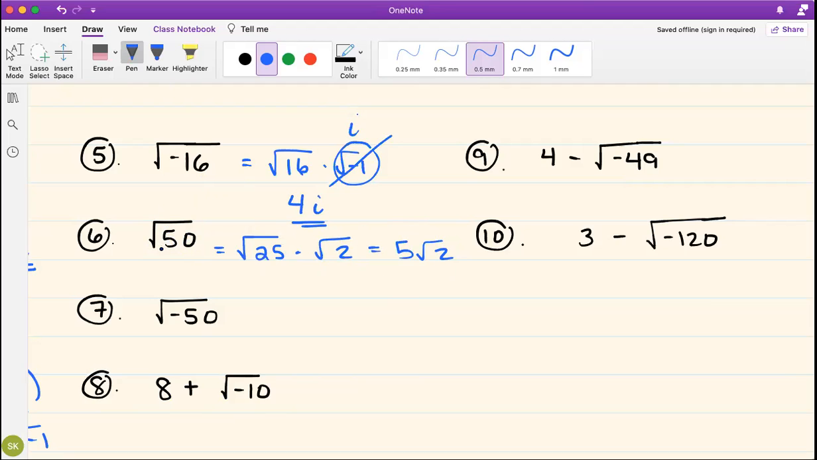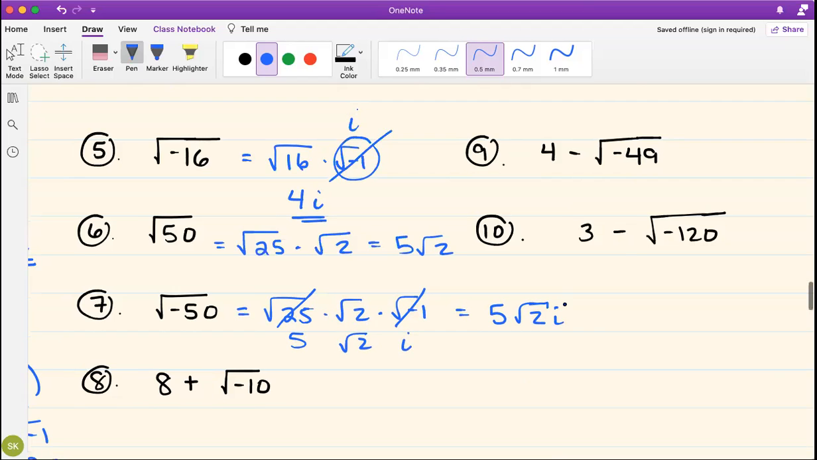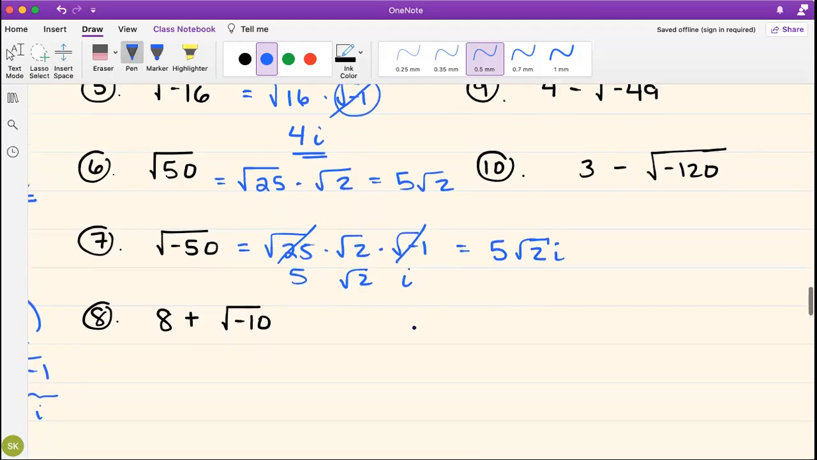But here I took the same thing and put the negative on the inside. So this is the square root of 25 times the square root of 2 times the square root of negative 1. I'm just breaking it into its factors. This becomes a 5 again, and this is an i, and we leave the square root of 2. So this is 5 root 2 times i. And remember that i does not go into that square root. Be careful about that. The square root ends on the 2.